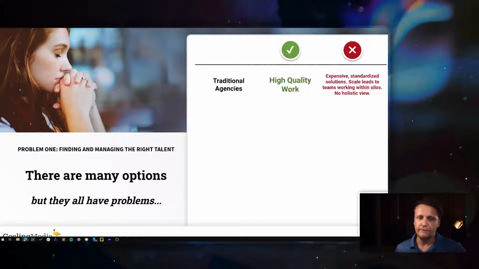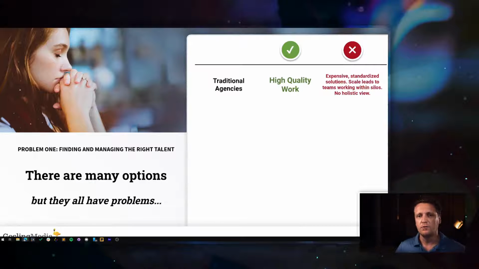Number one I'll start with is traditional agencies. Well-known brand names that are very, very high-end. They will always do very good quality, and you can get amazing ideas from them, and the concepts will be strong. But on the negative side, they are expensive. They tend to, while they can be very good at the concepting and coming up with ideas, once you reach a certain scale, the business has to start standardizing their solutions.